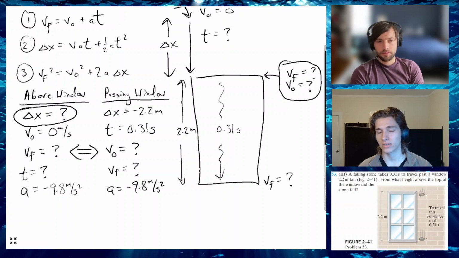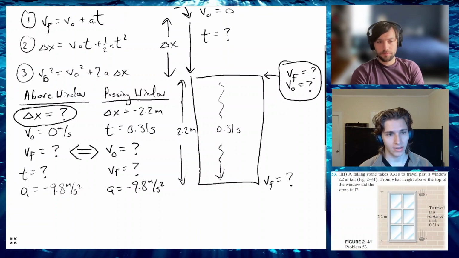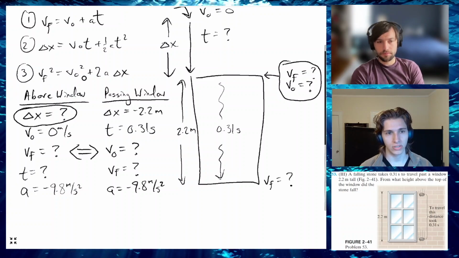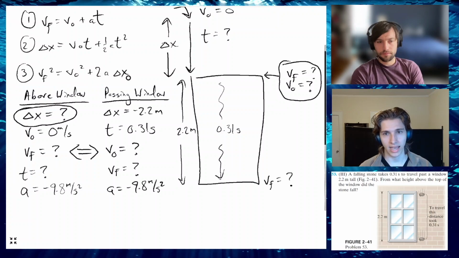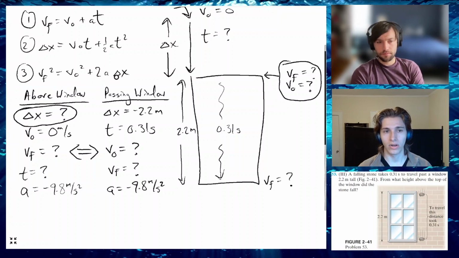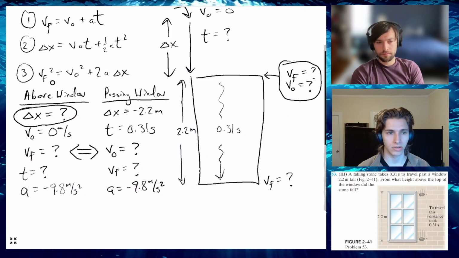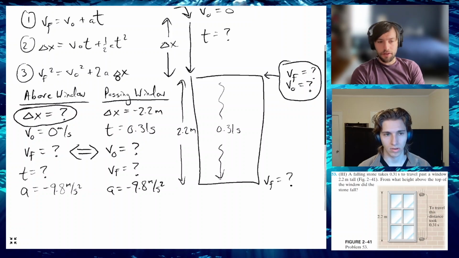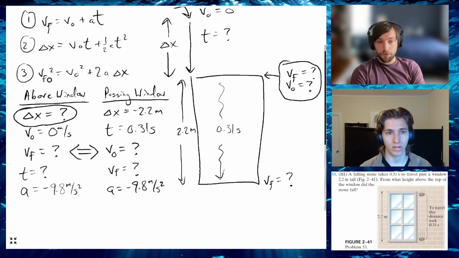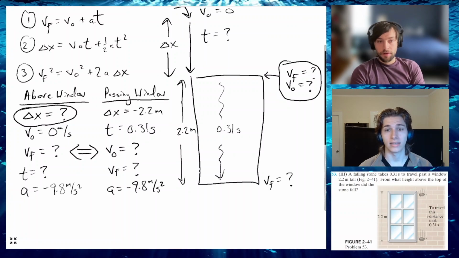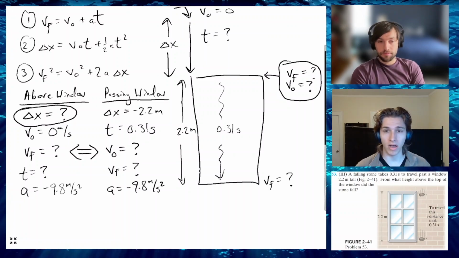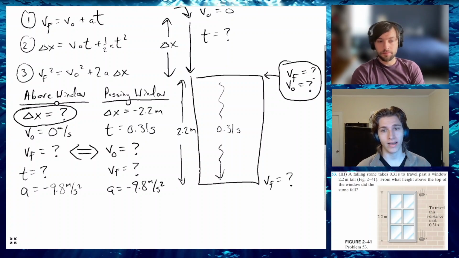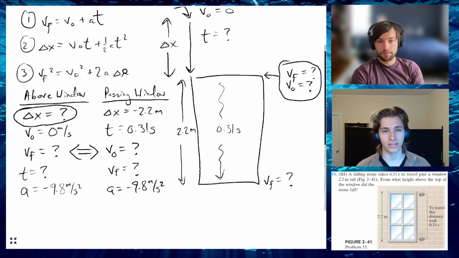Let's really fast look at number 3. V final squared equals V initial squared plus 2a delta x. What unknowns do we have in this question? We don't know the final velocity. Right? We don't know delta x. Yes, those are the main two. For the above the window portion, we don't know final velocity and we don't know delta x.